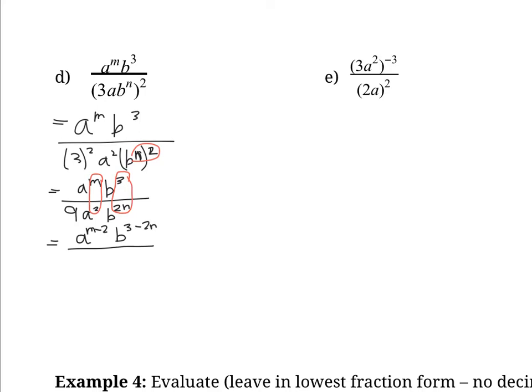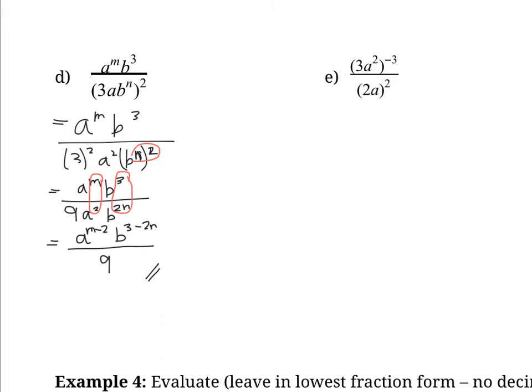And in the denominator, don't forget about this guy right here. We still have a 9 that we can't simplify, so we're going to leave it in the denominator like this. And we are done. So in the end, we have a to the power of m minus 2 times b to the power of 3 minus 2n all over 9.